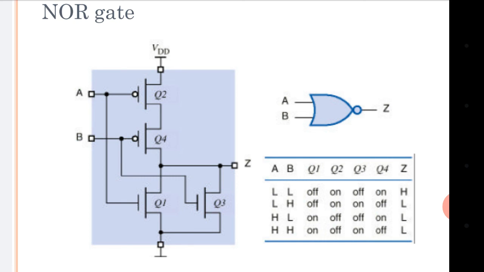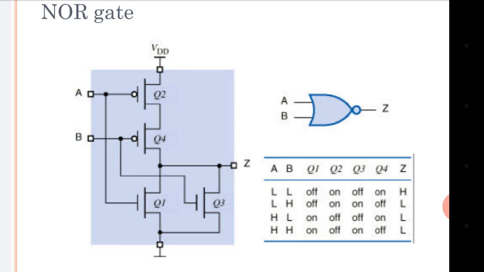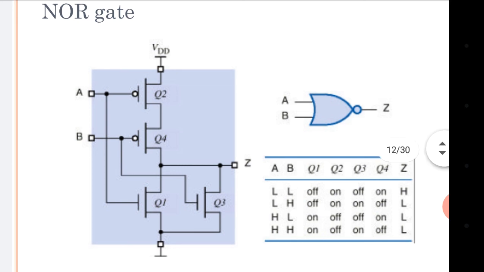The same condition applies for A high and B low. Now let us talk about when A is high and B is high, both are high. In that situation, both the PMOS, that is Q2 and Q4, are open and Q1 and Q3 are short, and you will get the output across the short, which equals low.